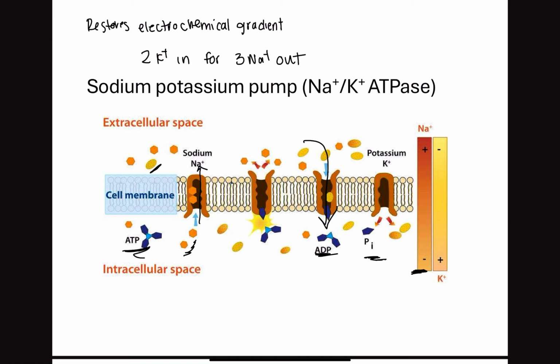When we're looking at the color gradient on the right side, it's indicating the relative distribution of potassium and sodium, highlighting the difference in concentrations that we see across the membrane.